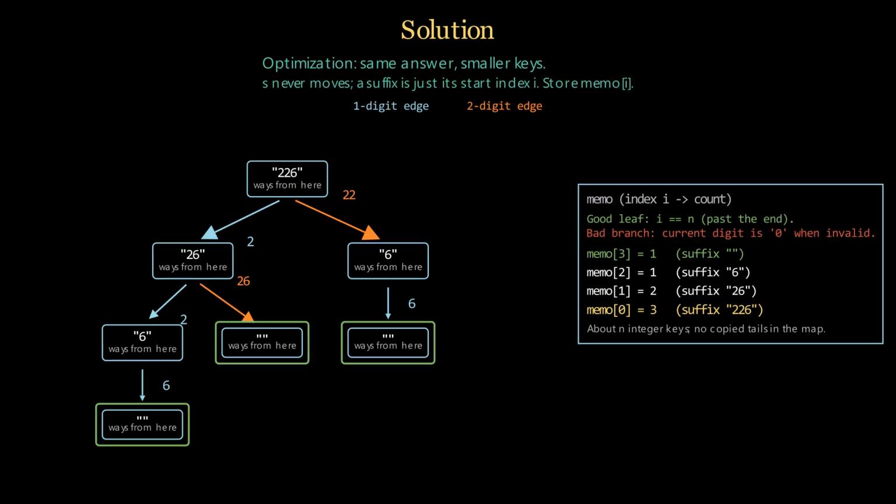We keyed memo by whole suffix strings for clarity. In real code the input S stays fixed, so each suffix is really one start index I. Store the same counts in memo at I; the empty suffix is I equals N. Same answers, but keys are small integers 0 through N instead of copying tails into the map.